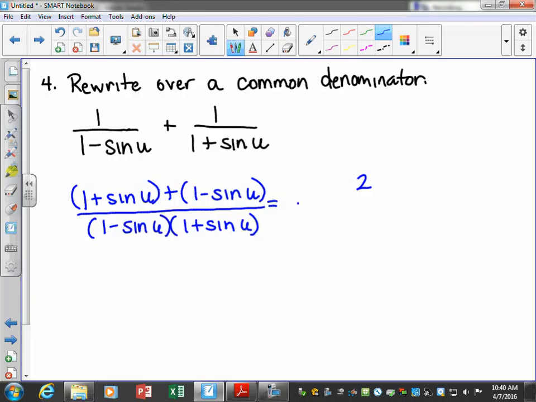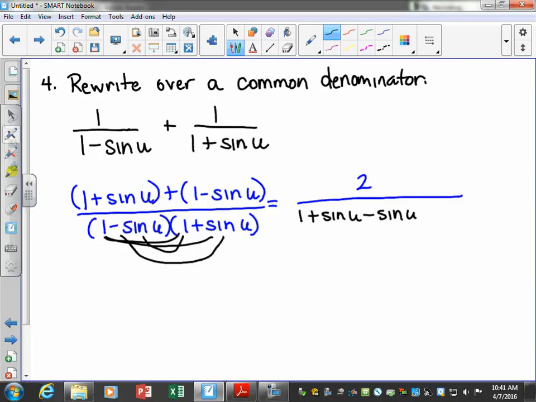Okay, but in the denominator, this is multiplication. So let's go ahead and take a minute and FOIL this. So 1 times 1 is 1 plus sine of u. Then negative sine of u times 1 is negative sine of u. And then we have a negative sine of u times sine of u, which is going to be negative sine squared of u. So I bring down my 2. This sign minus this sign cancels, so I have 1 minus sine squared of u.